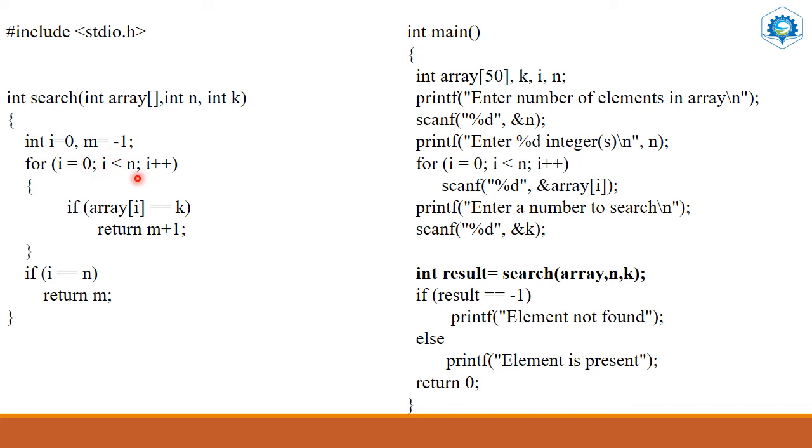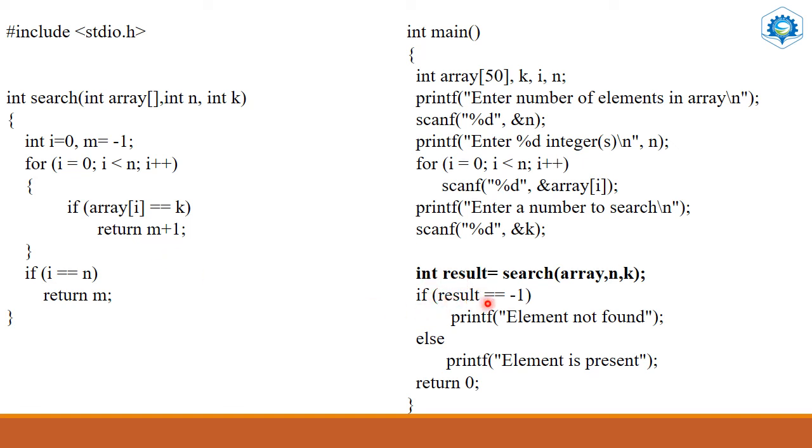And for each element in the array, that is from 0 to n, we are searching for the element k, and if we find it, we return m+1, and after executing this loop, if i is equal to n, we return m. So this is how the search function works. Here the result variable is collecting the result from the search function. So the value of m, whatever is returned, will be collected by the result variable.